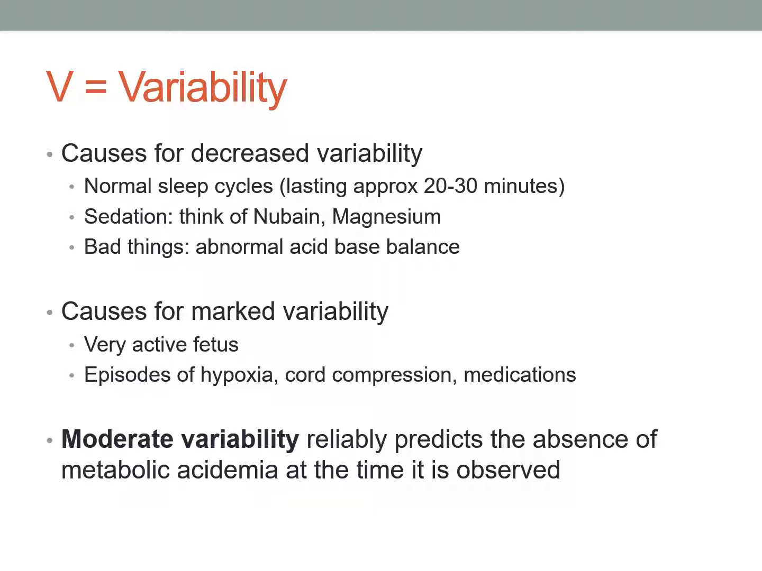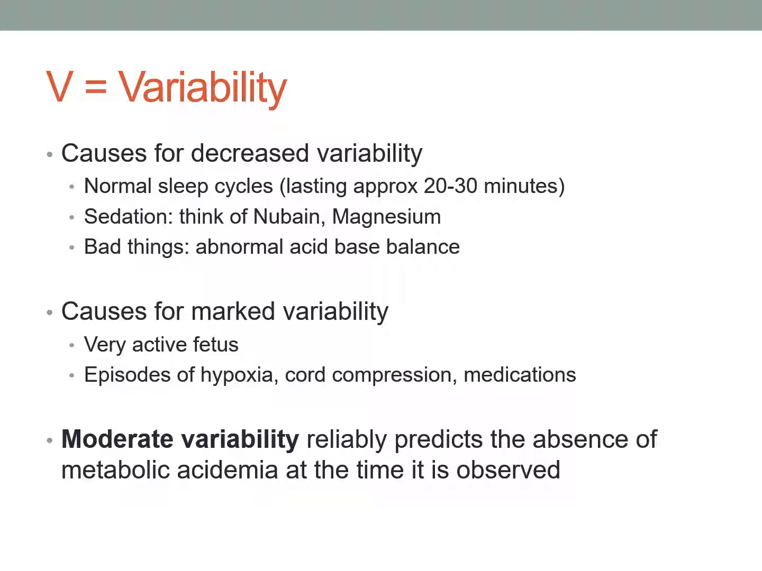Okay, more on variability. Causes for decreased variability to be aware of. You can see normal sleep cycles. These usually last up to 20 or 30 minutes. You'll notice this in maybe a monitoring strip that has looked fine. You've had good moderate variability with accels. Then you get these periods of minimal variability where you see a real decrease or just complete cessation of accelerations. This can be normal. Think of sleep cycles. Usually they won't stay in this for more than a half hour.